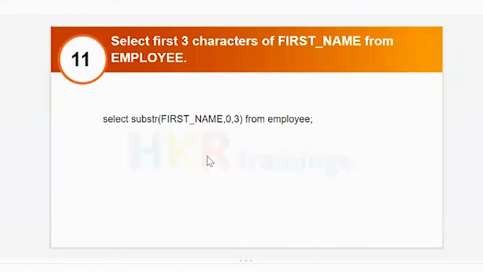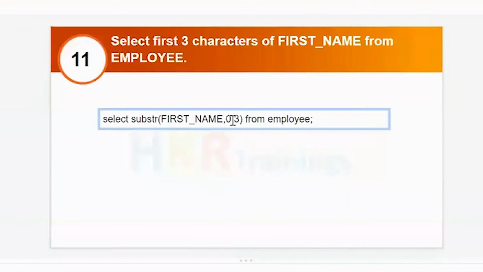So substring is a very important function. So SELECT SUBSTRING(first_name, 0, 3) FROM employee. That means it is going to give the first three characters. So whatever the name is, either it is David or Jack or Jones, anything, it is just going to give the first three letters of that name, because we have given the starting position as 0 and the ending position as 3.